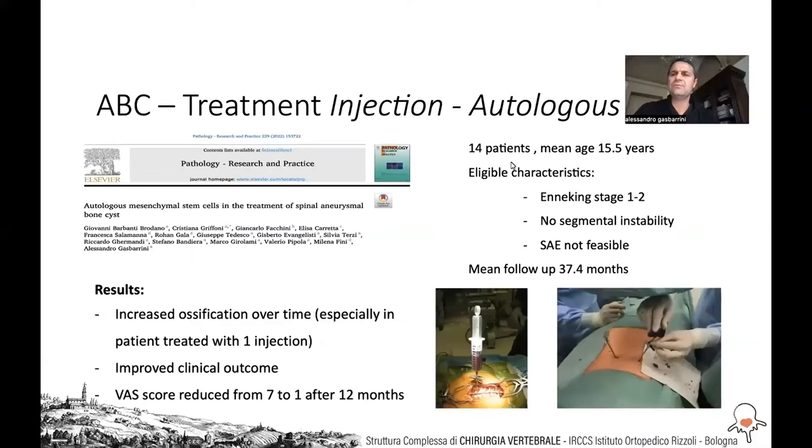In selected cases, 14 cases in our series, where ABC was stage 1 or 2, there was no significant instability and selective arterial embolization was not an option because not feasible. Autologous MSC was successful. In fact, the results show increased ossification over time, improved clinical outcome, and reduction of the VAS score from 7 to 1 after 12 months.